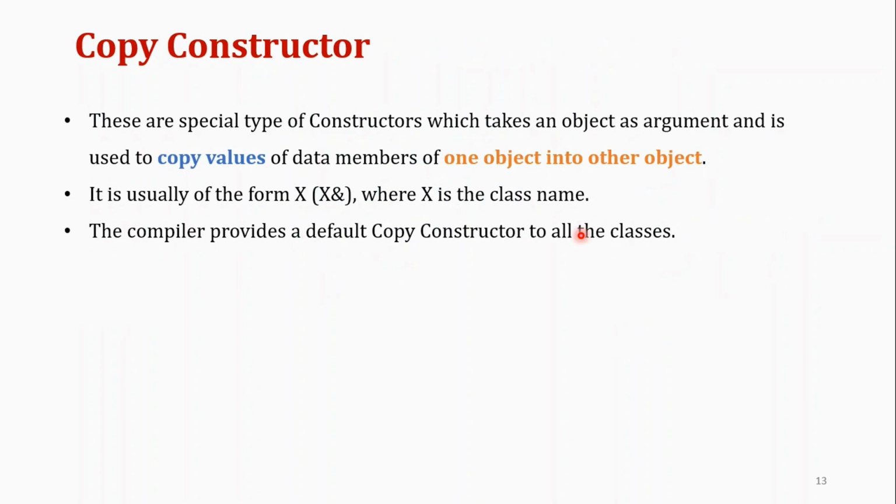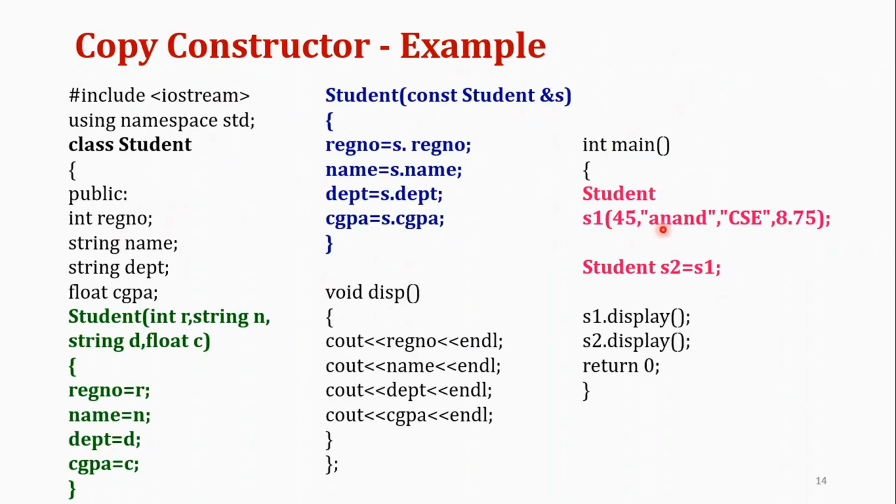Let us see the example. The same program, class name is Student, and attributes. This is the parameterized constructor. Just now we saw, right? The parameterized constructor is used to initialize the register number, name, department, CGPA of the object. Okay. And check out this. It's a constructor having one parameter. The parameter must be the object of the same class. What is the class name? Student. So this ampersand is a reference of this object, used to copy the values to the new object or calling object.